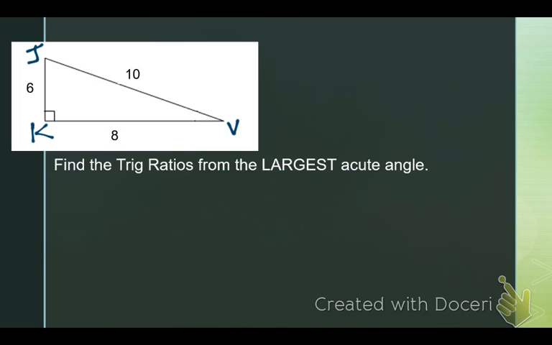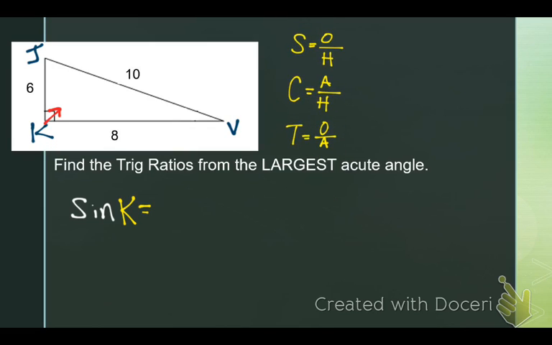All right, so let's find sine from the largest acute angle. Which one is the largest acute angle? K. Is K acute? No. It's 90. 90 is a right angle. Think about this. Don't just freeze for a second. If you were finding sine from K, sine is what side over what side? It's opposite over hypotenuse. What is opposite of K? The hypotenuse.